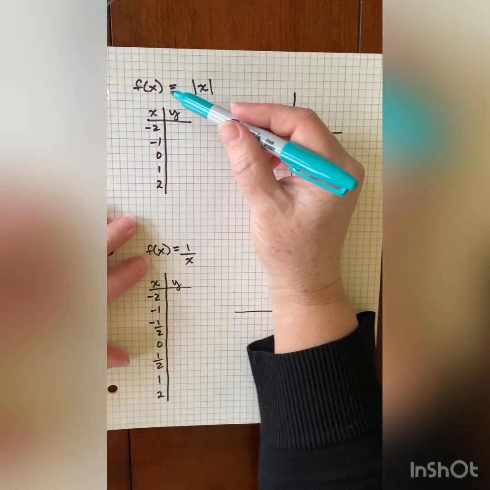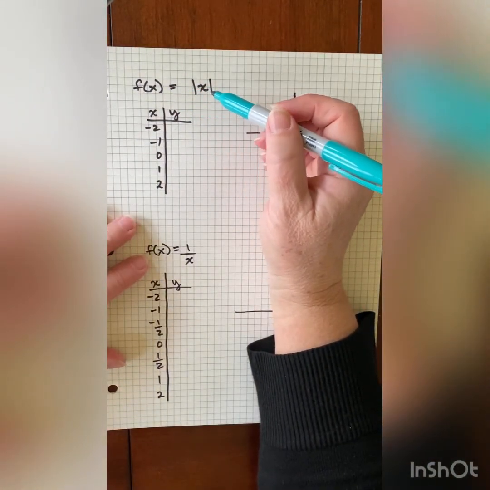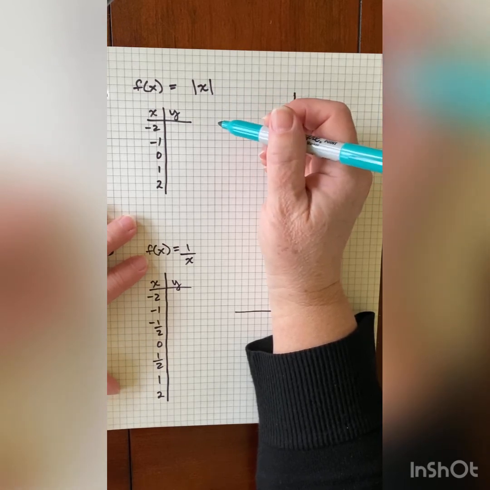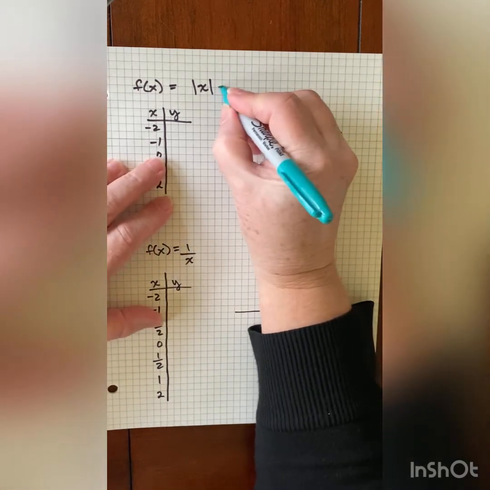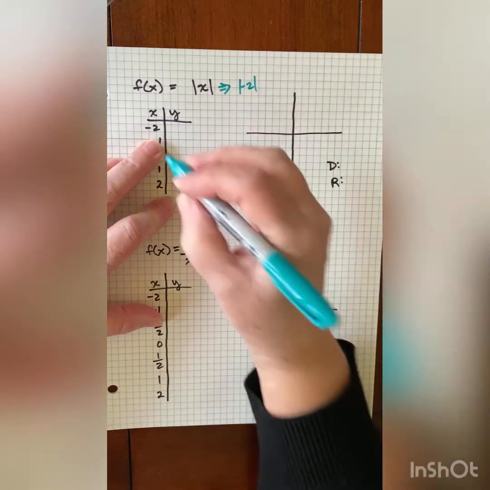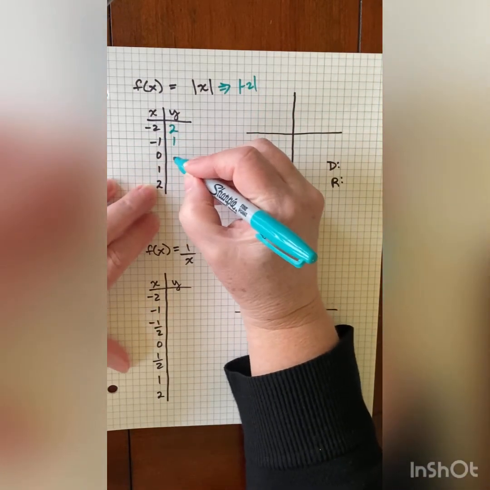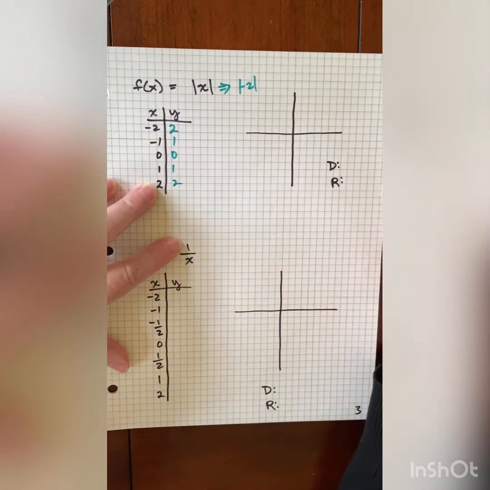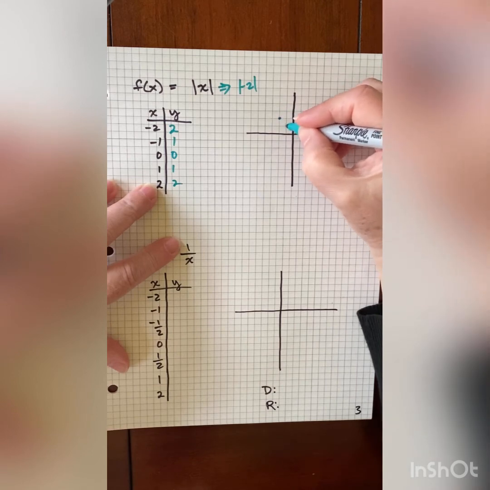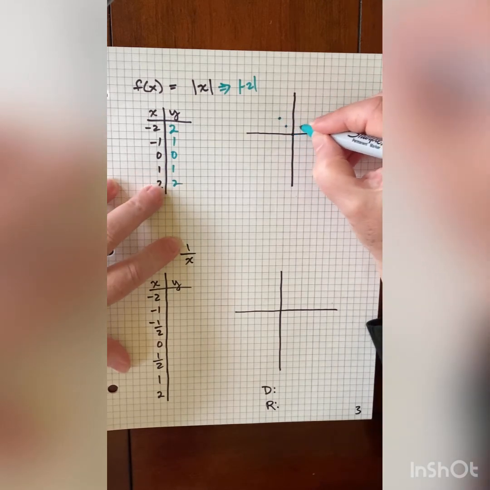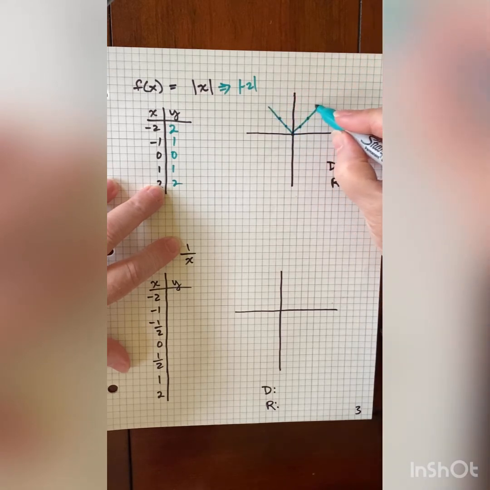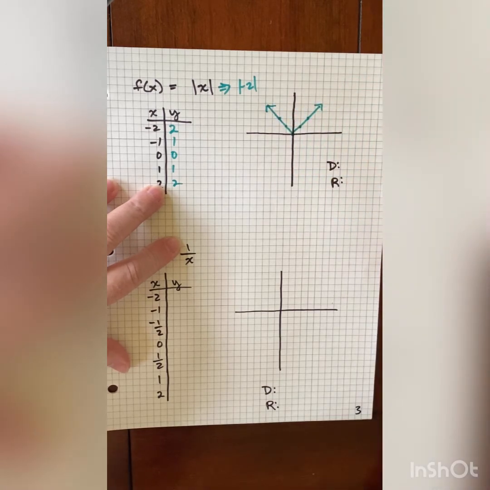Okay, f of x equals the absolute value of x. Now remember, absolute value means the distance from 0, and distance is always positive. So if I put a -2 in there, I'd have the absolute value of -2, which is +2. So this will be 2, 1, 0, 1, 2. All right, let's plot those points: (-2, 2), (-1, 1), (0, 0), (1, 1), (2, 2). And we get this V shape.